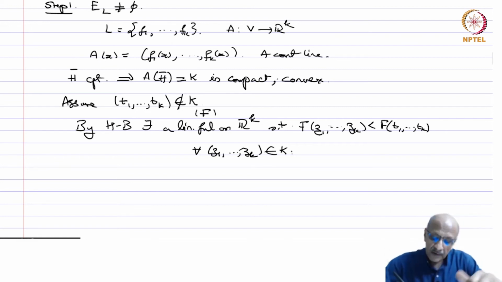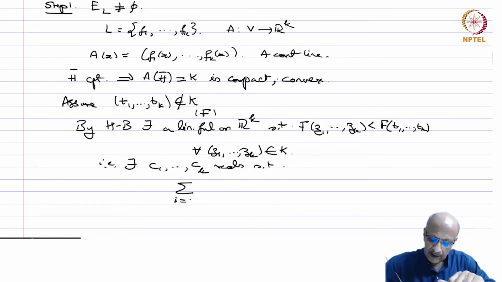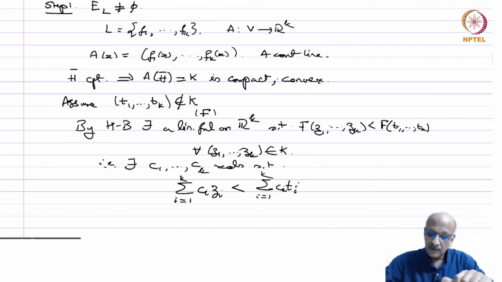Okay. So, but what is a linear functional on R^k? Dual of R^k is itself, and a linear functional is just a linear combination of these things. That is, there exists c1 ... ck reals such that sigma i equals 1 to k c_i Z_i is strictly less than sigma i equals 1 to k c_i T_i. So, this is just the linear functional capital F. Okay. So, that is all the same.